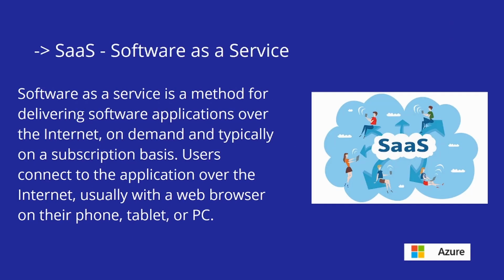Software as a service is a method for delivering software applications over the internet, on demand, and typically on a subscription basis. Users connect to the application over the internet, usually with a web browser on their phone, tablet, or PC. Google Stadia is an example of software as a service. Google Stadia allows you to play games on their server. You simply connect to their servers and then you get to play the video game.